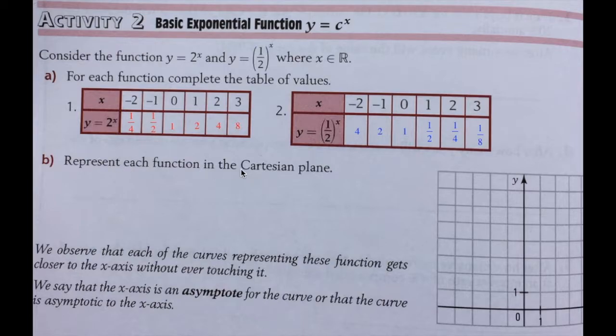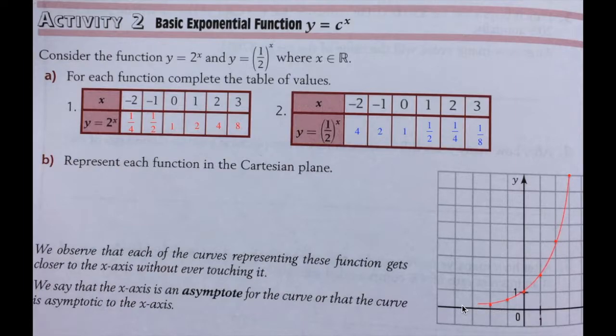B, represent each function on the Cartesian plane. So here's our Cartesian plane. And when x is -2, y is equal to 1/4. So that's a half of a half is a quarter, so about there. Okay, and then when x is -1, we get 1/2, which is right here. And then when x is equal to 0, we get 1, which is here. When x is 1, we get 2. When x is 2, we get 4, which is right there. When x is 3, we're going to get 8, like that. Okay? And then I'm just going to connect these dots with a nice curve that kind of fits them best.